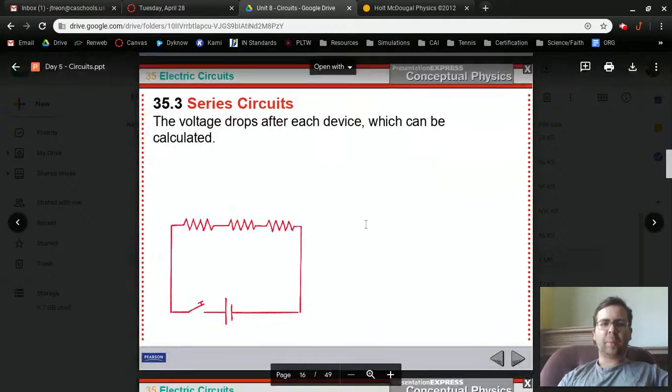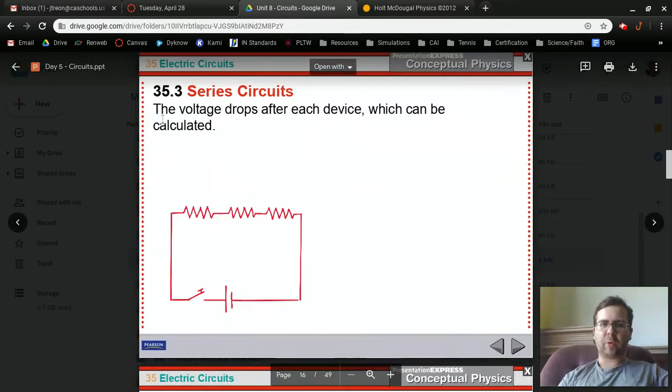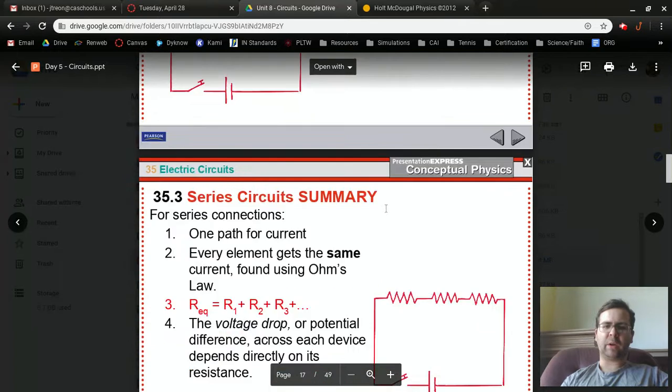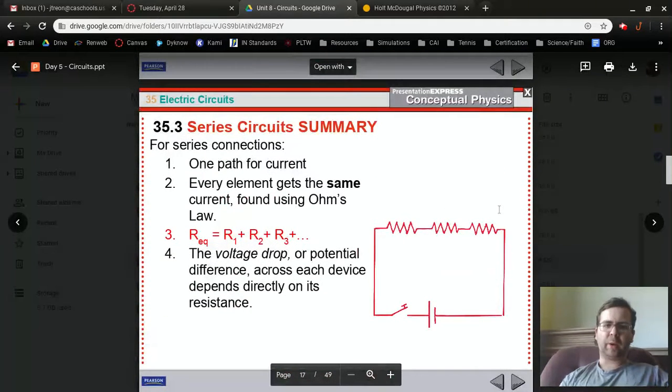That's okay. So coming back, just as a summary here, the voltage drops after each device in a series circuit, and you can calculate how much voltage drops each time it goes by. We're going to save that for later. But here's the summary for today.